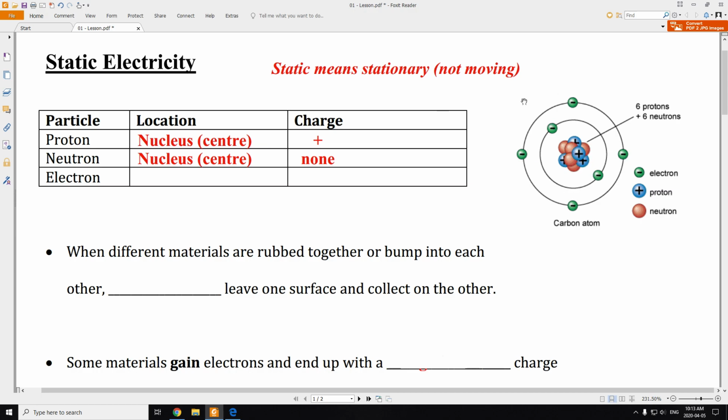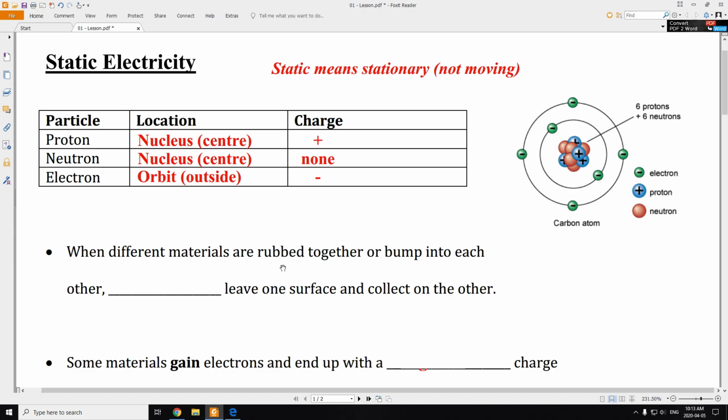And then around the outside, in these orbits, we had our magic numbers 2, 8, 8. So in these orbits are the electrons. So orbits or electron shells. Now, when we're talking about static electricity, it's these electrons that matter. Because they're on the outside of the atom, it's easier to remove them and switch them to a different atom. And that can happen just by rubbing different materials together.